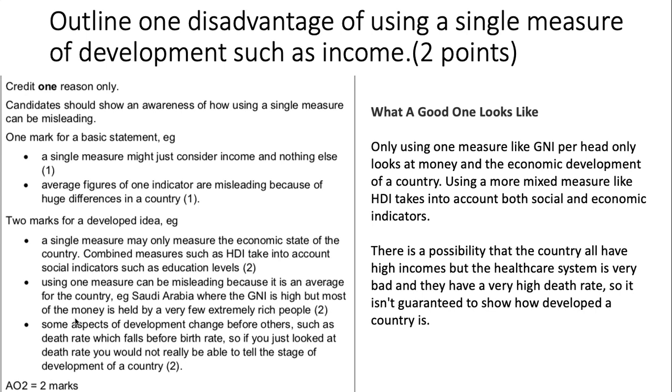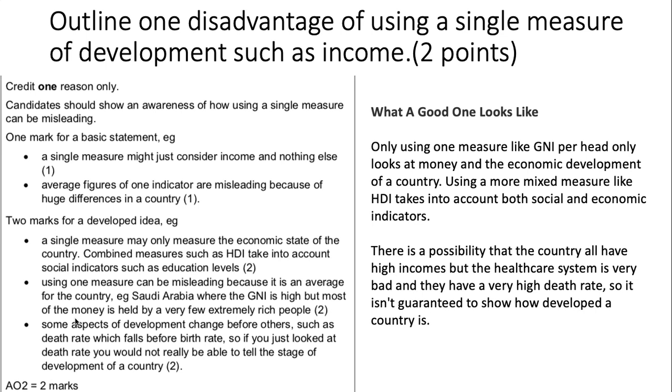from some students. So only using one measure like GNI per head only looks at money and the economic development of a country. Using a more mixed measure like HDI takes into account both social and economic. So that's highlighted the disadvantage and then talked about a way that you can get around it, or an alternate option. So that answer received the full 2 marks.